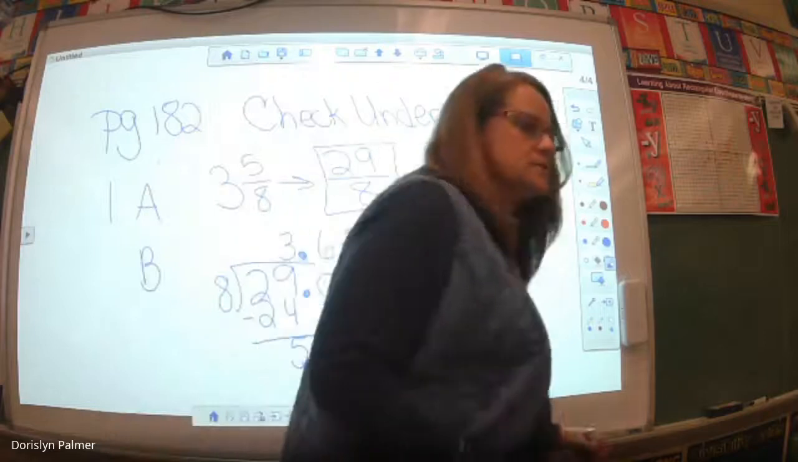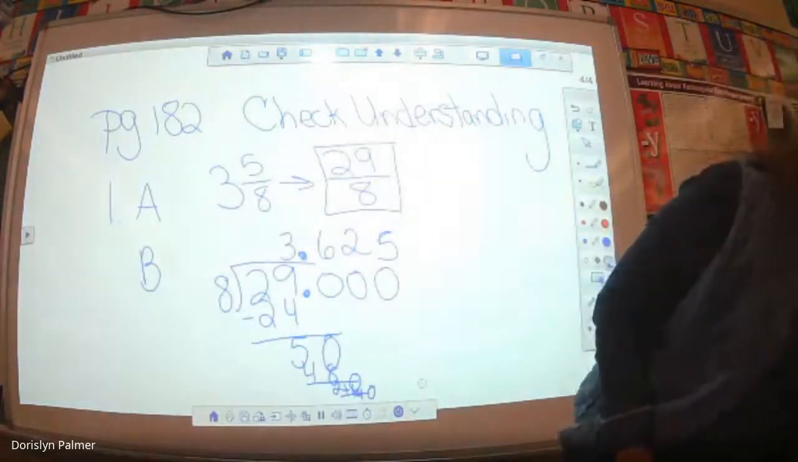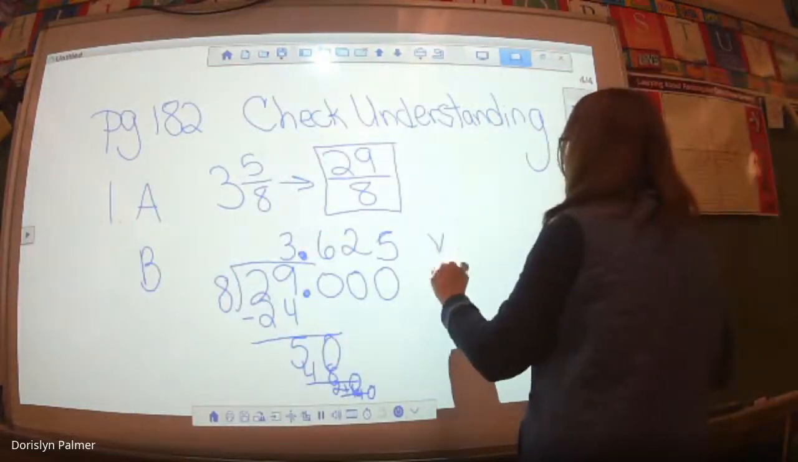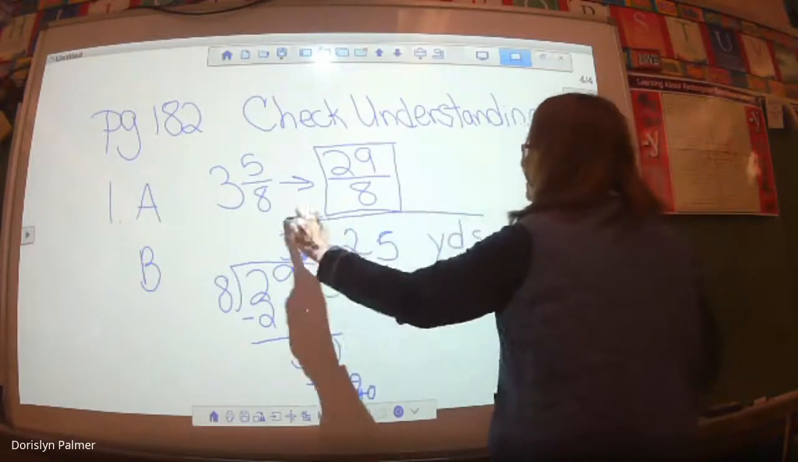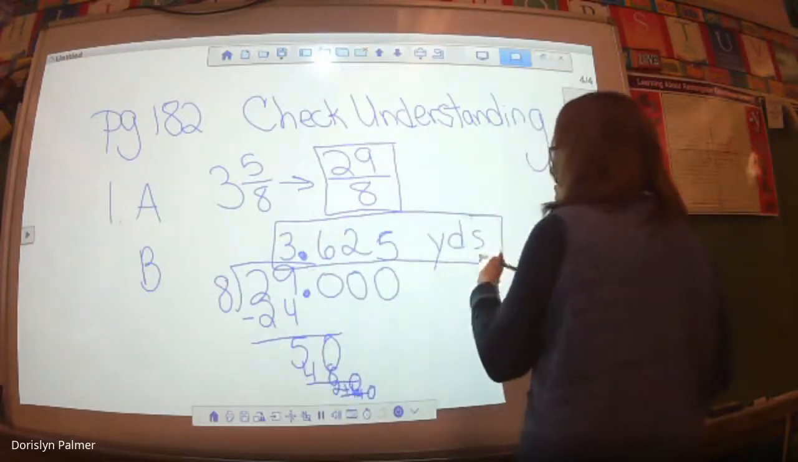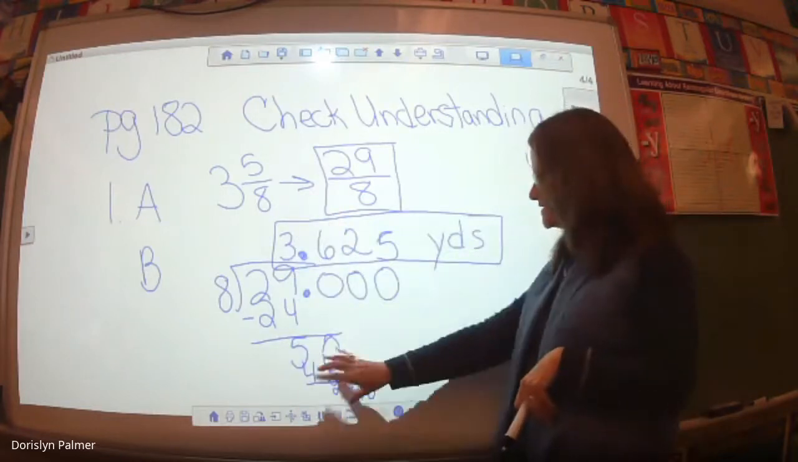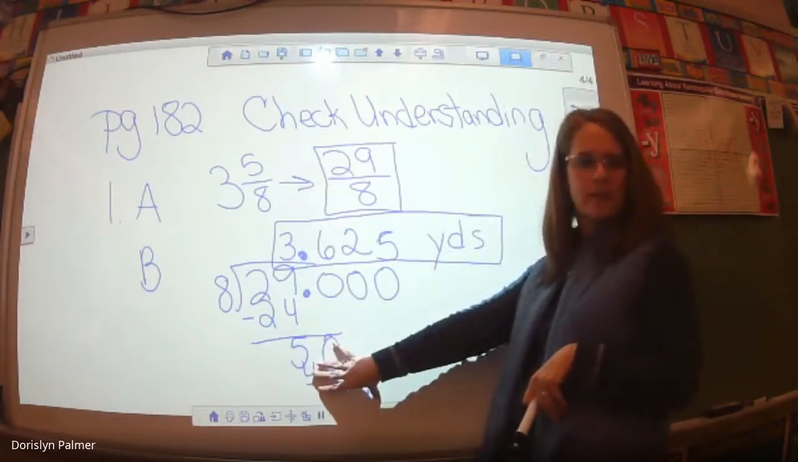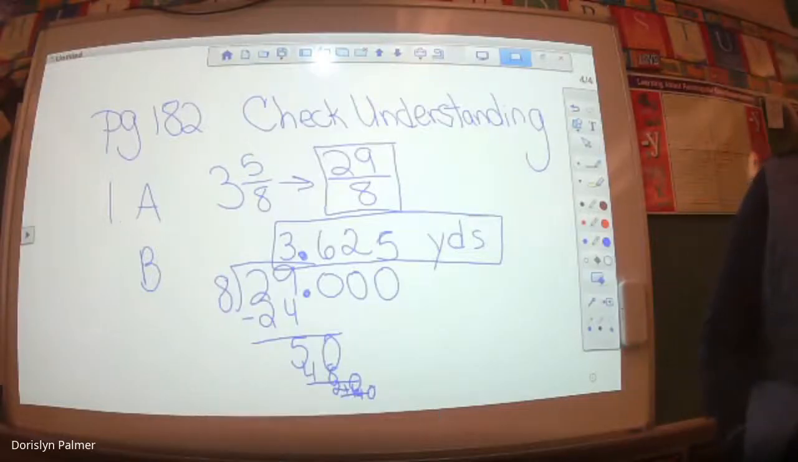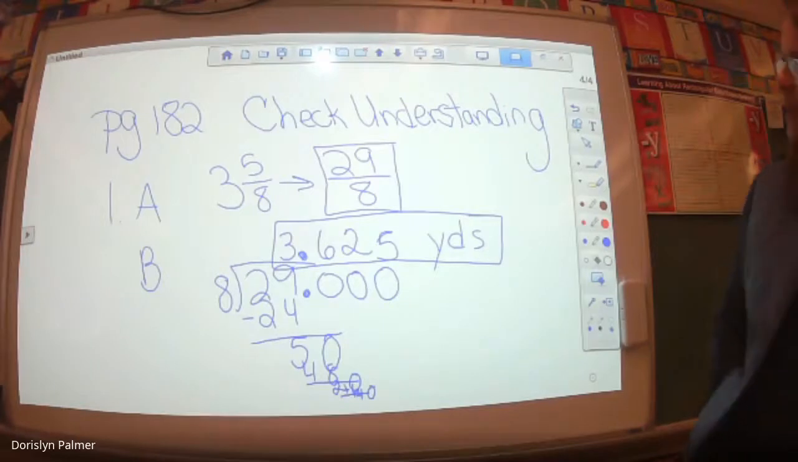Good. So for part B, it's 3.625 yards. All right, I'm going to put a box around it, so I know that part's my answer. And your page looks exactly like this, except this part on yours looks way better than mine. But you guys have all of that work there.